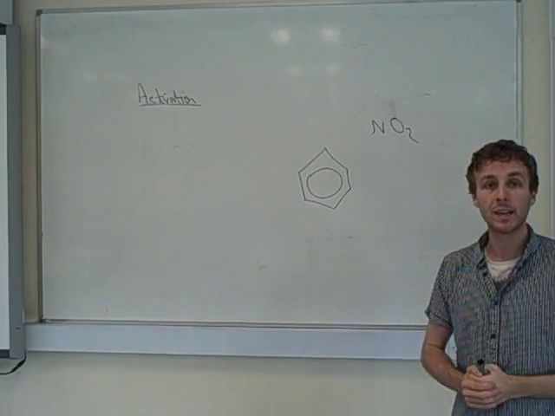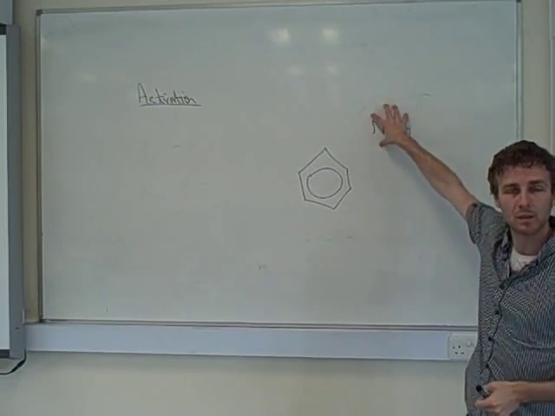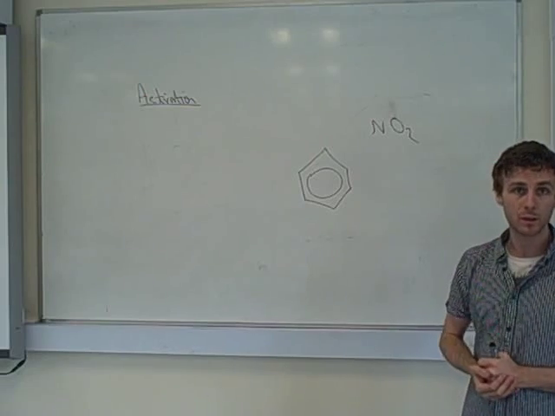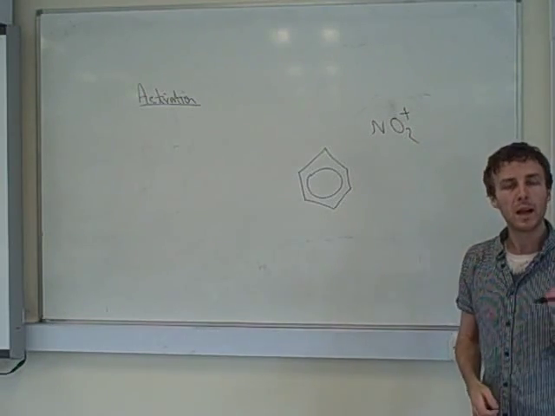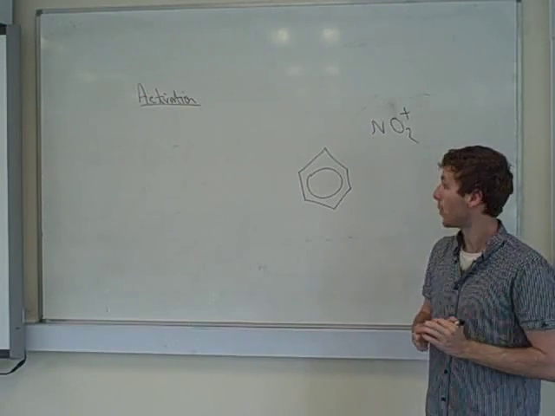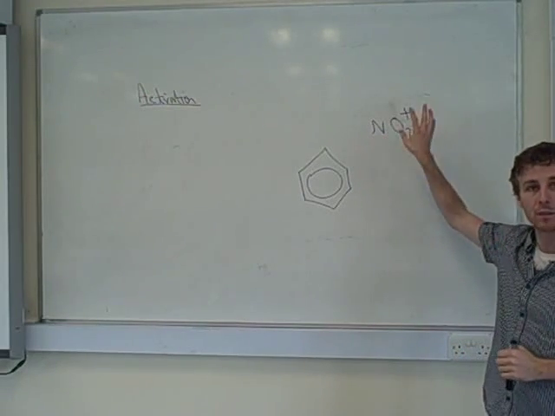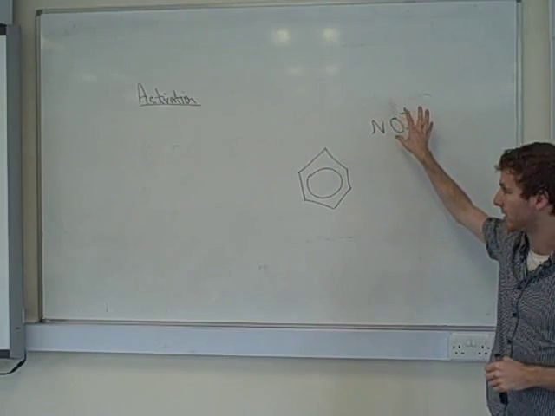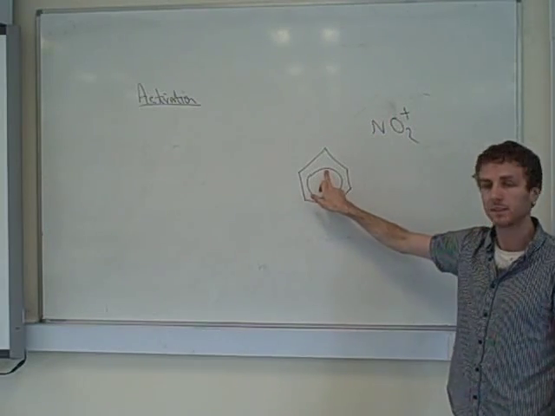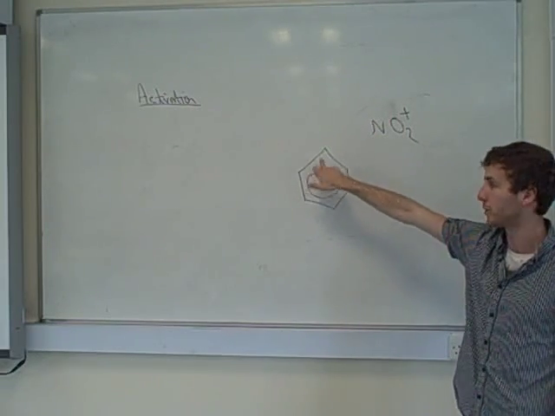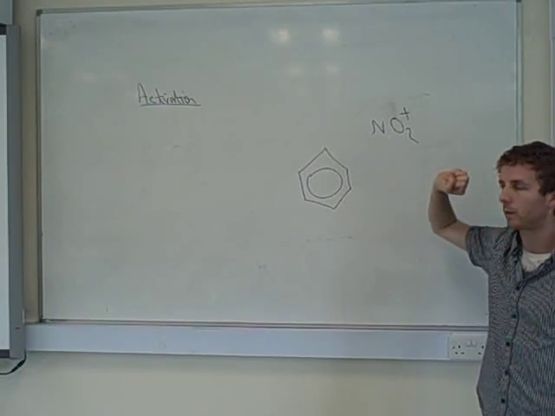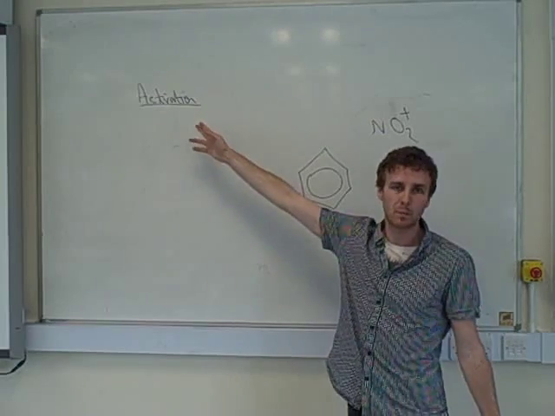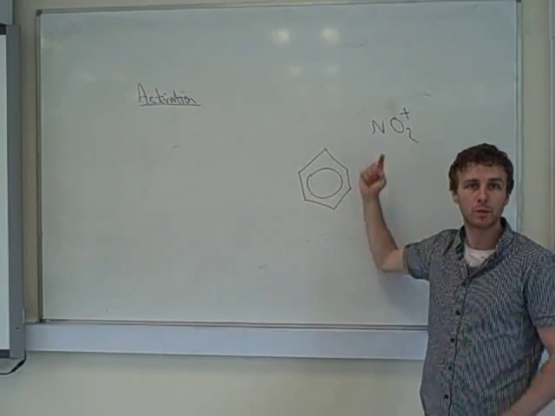Because of that, we need to do something called activate my nitro group. And the way we do that is by giving the nitro group a positive charge. By giving it a positive charge, we make my nitro group a very strong electrophile. So even though there isn't much electron density here, it will still be attracted to this because it's got this positive charge. It's a very good electrophile. So this activation step is basically how we generate NO2+.